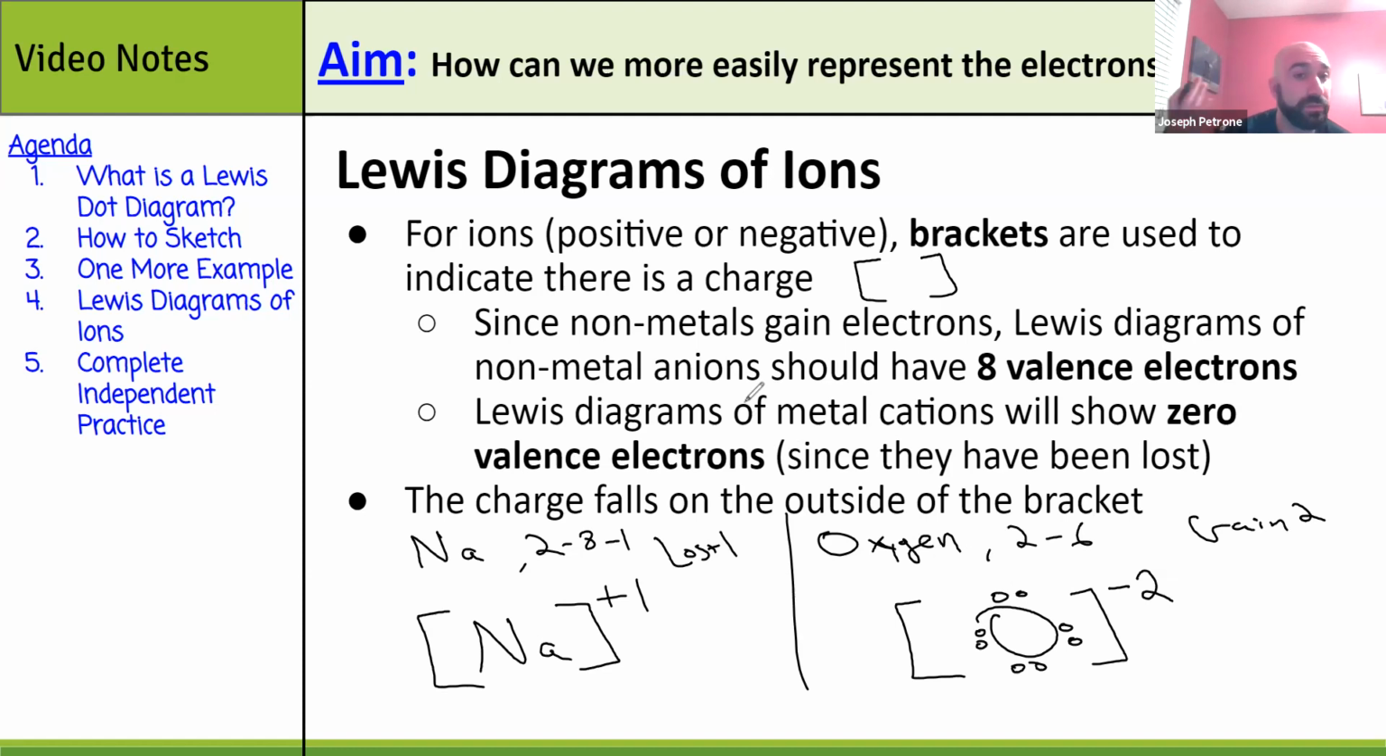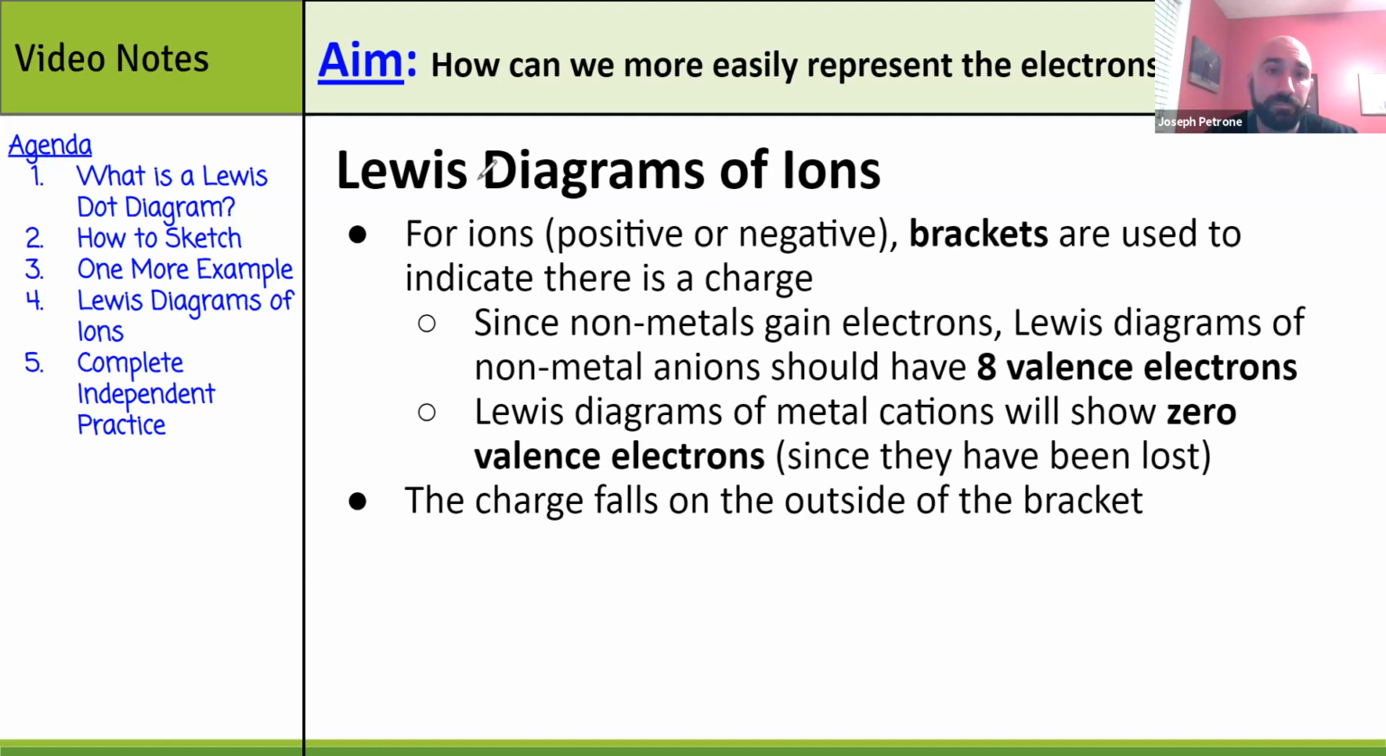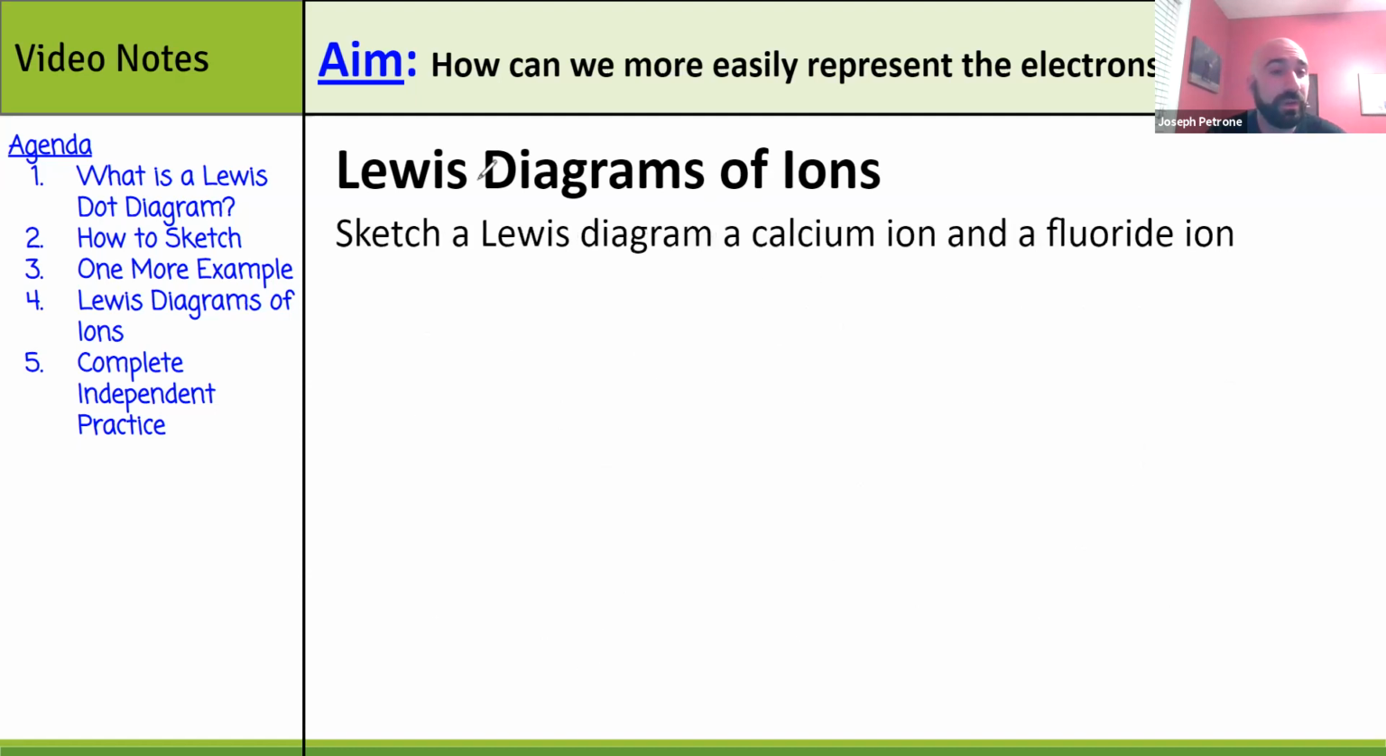The next slide is going to ask you to sketch out a couple on your own. Why don't you do that? Pause the video, and then we'll check on it in a bit. Once again, I want you to try sketching a calcium ion and a fluoride ion.